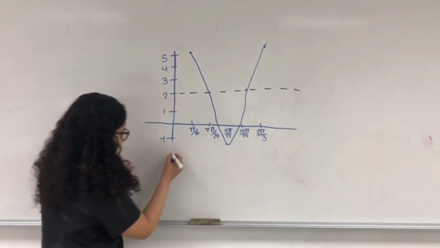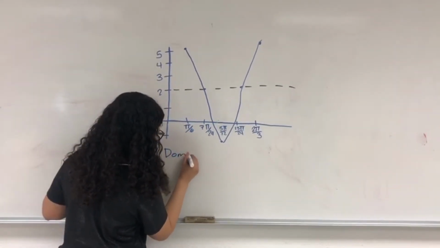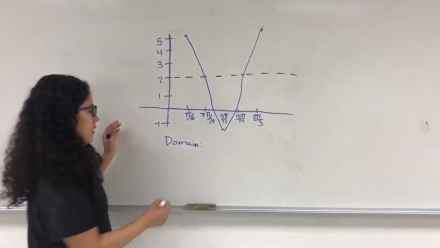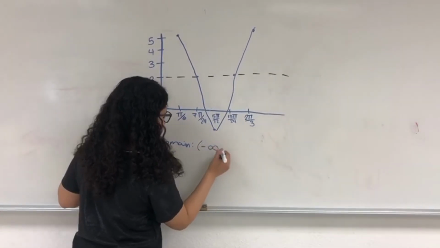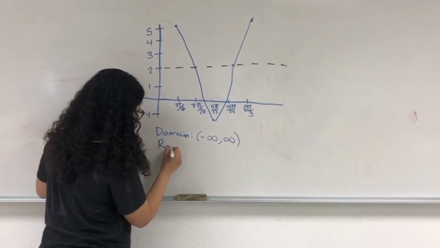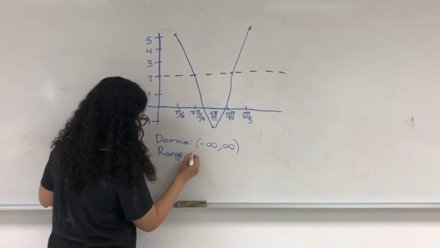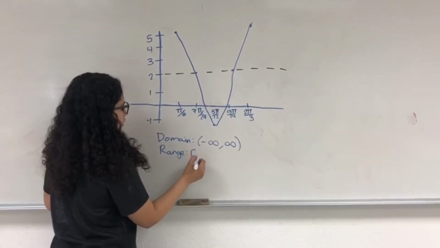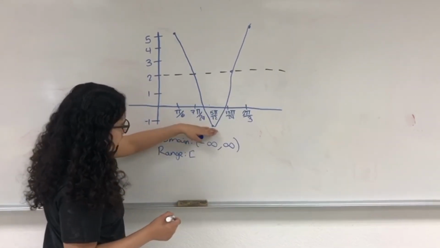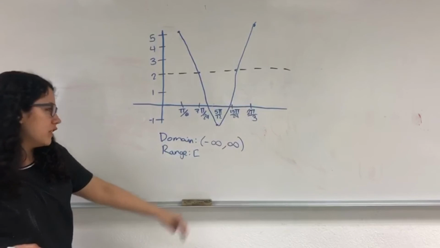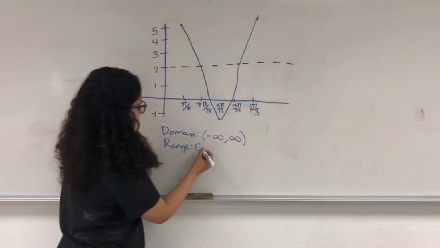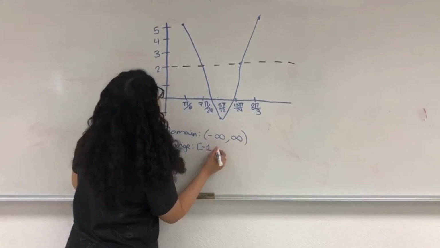So the domain, since it continues, will be from negative infinity to positive infinity, and the range will be with brackets because it can go lower than this and it can go higher than 5, so it will be -1, 5.